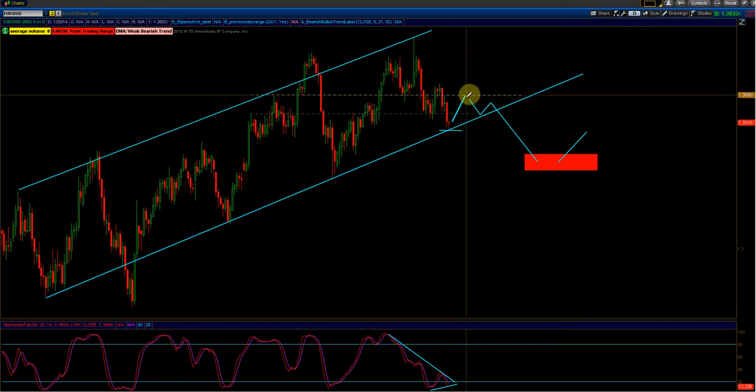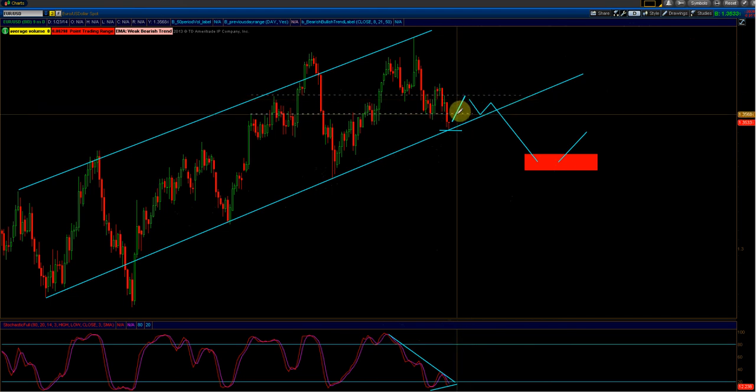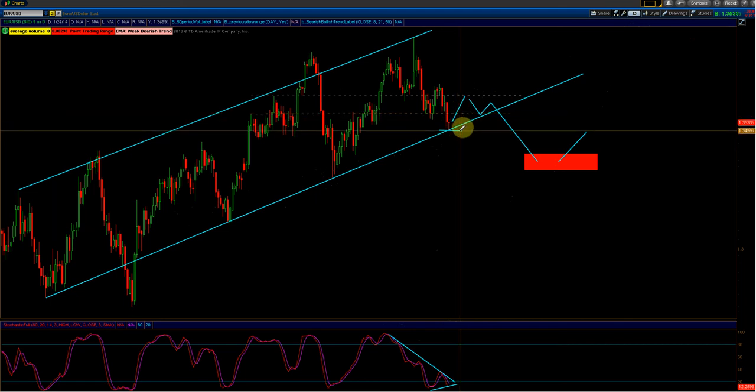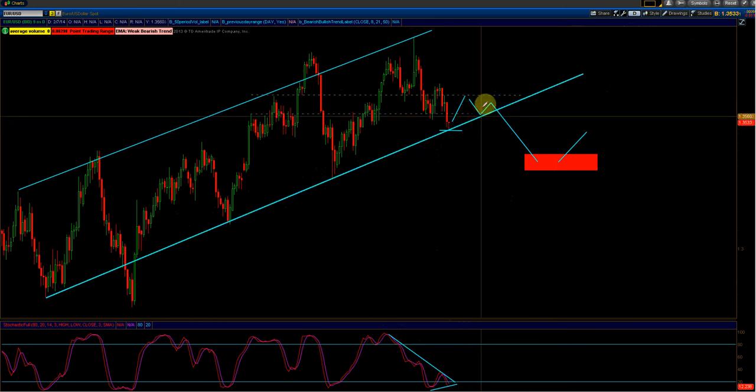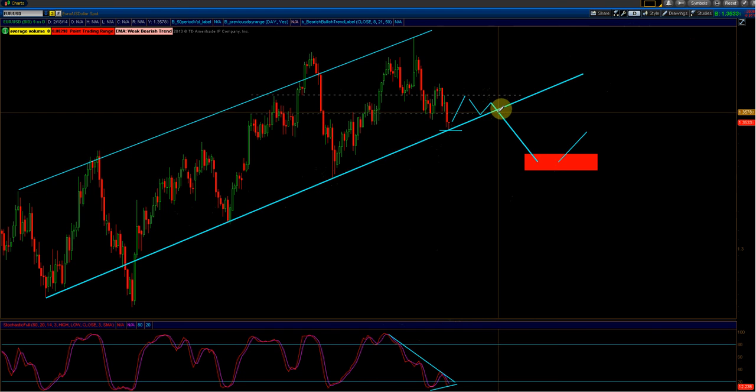I would again target this area, which would be right at 13647, 13650, and possibly take half of my position off when it reaches this level at 13573. My stops are going to be right at 13450. Once we get to here, I would hold off on any trades until we break this ascending trend line.